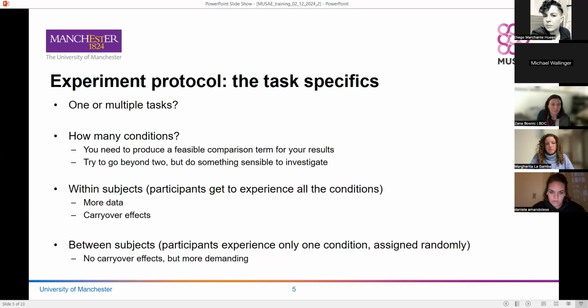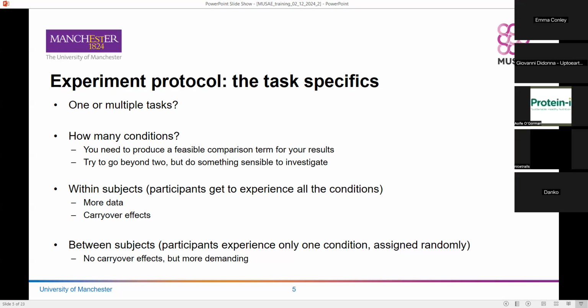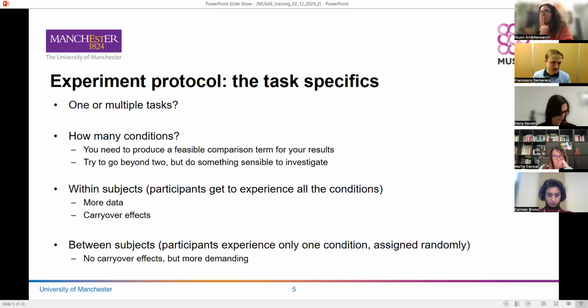Then something else you need to consider is whether you want to go for a within subjects or a between subjects user study. What does this mean? In the within subjects, your participants get to experience all the conditions that you devised for your experiment. So again, you need to be mindful of the time it takes to run one condition because you have to run it multiple times. But if that is feasible, you have a lot of data, because from the same user you can take multiple measurements, improving your data set.